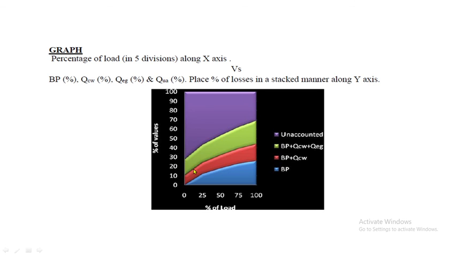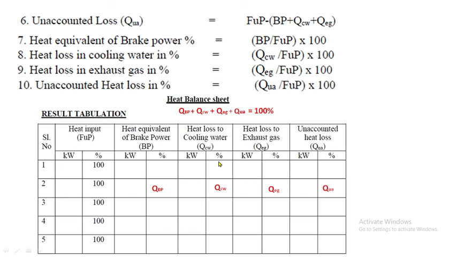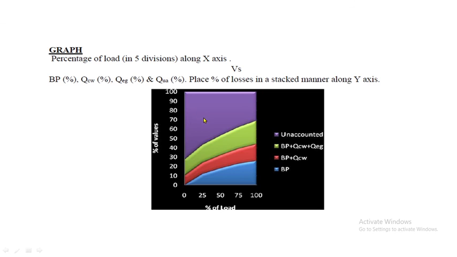For the next graph, what you have to do is add the brake power and the cooling water. Add brake power heat loss percentage and cooling water heat loss percentage. Okay, so see here the brake power plus cooling water. If you take this red alone, it is cooling water. The line above the red is the combination of both brake power and cooling water.